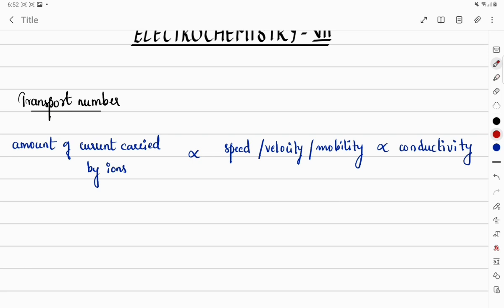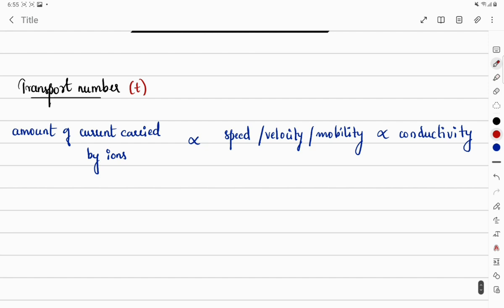Now let's define transport number. Transport number is defined separately for cation and for anion, and their sum will give the overall transport number. In general, transport number is represented as t, and for cation it will be t plus, and for anion t minus. So total transport number will be the sum of the transport number of cation and the transport number of anion. This is one important equation: t is equal to t plus plus t minus.